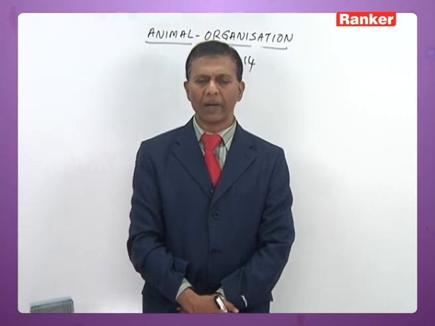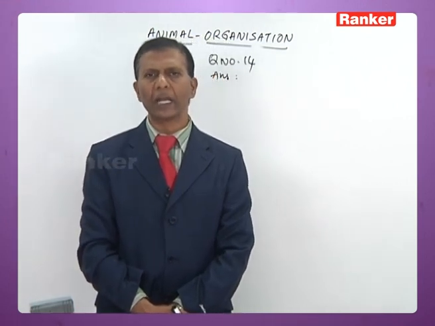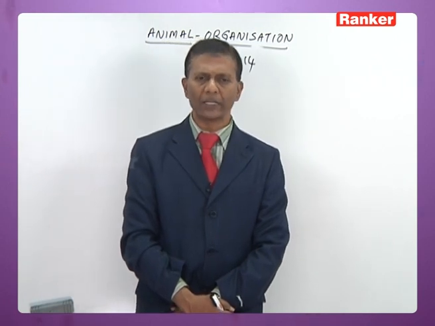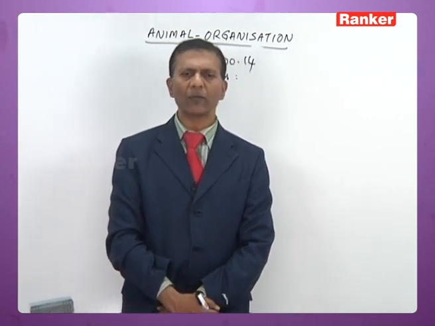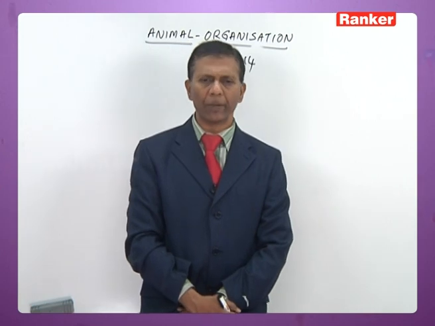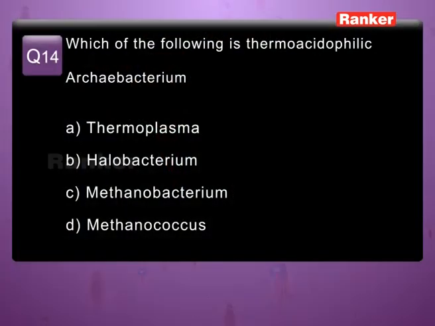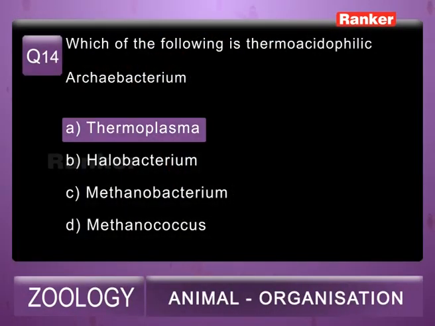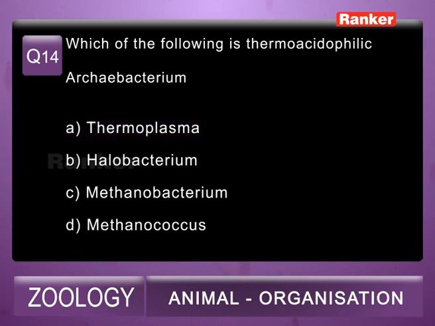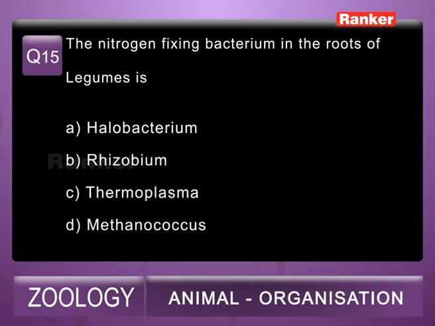Methanococcus bacteria are the bacteria which are capable of producing methane. They also live in the gut of ruminants. So he says thermoacidophilic, that is the bacteria which can live at high temperature. So obviously it is Thermoplasma. 14th question correct answer is A, Thermoplasma.